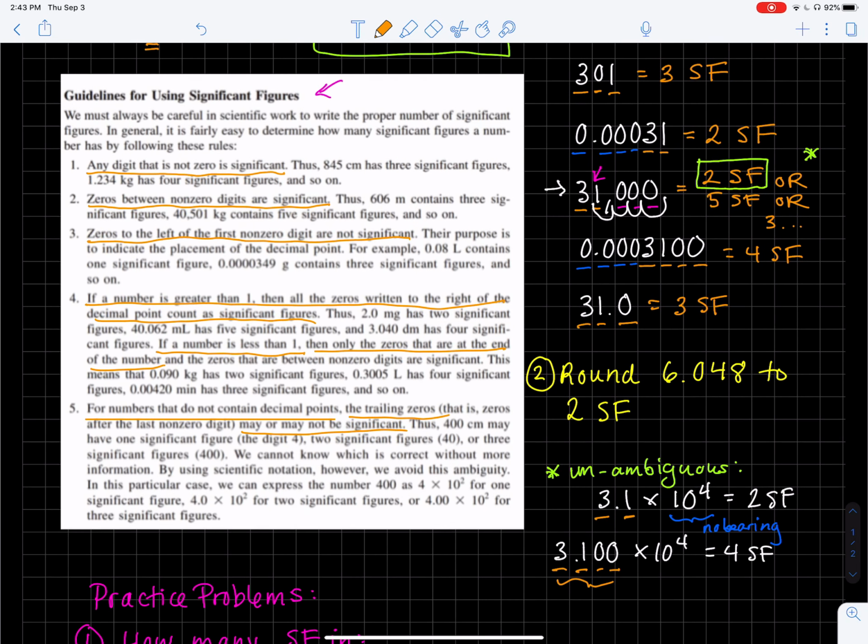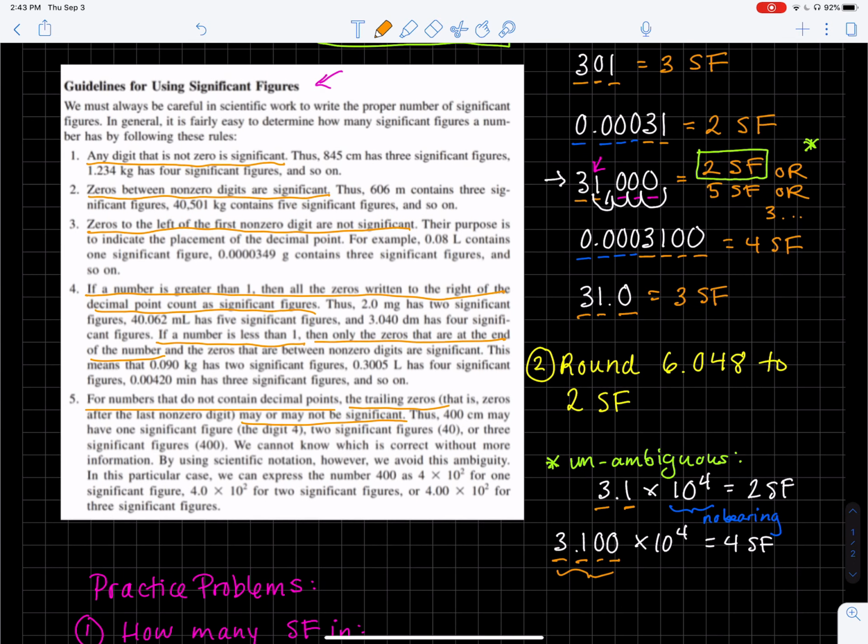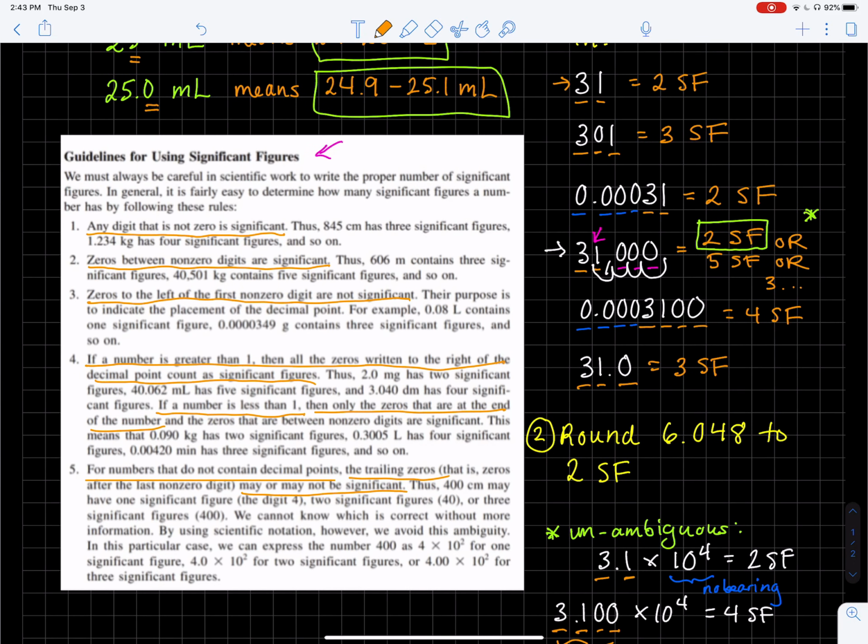All right, so now I'm going to give you, oh, one more thing. Yes, we need to talk about rounding, sorry. Hold on. So the other thing we need to be able to do: you can identify how many sig figs are in a number, but we also need to be able to take a number that we calculated and round it to the correct number of sig figs.